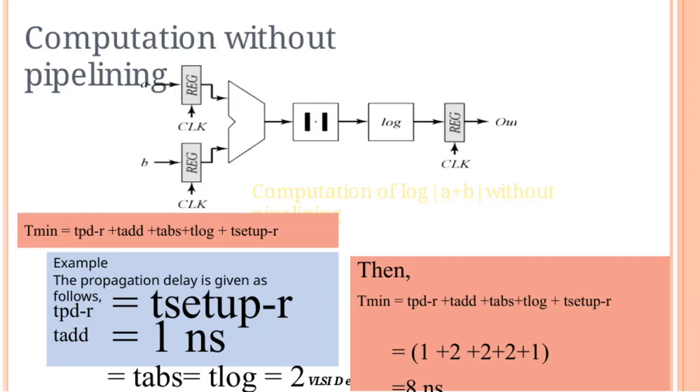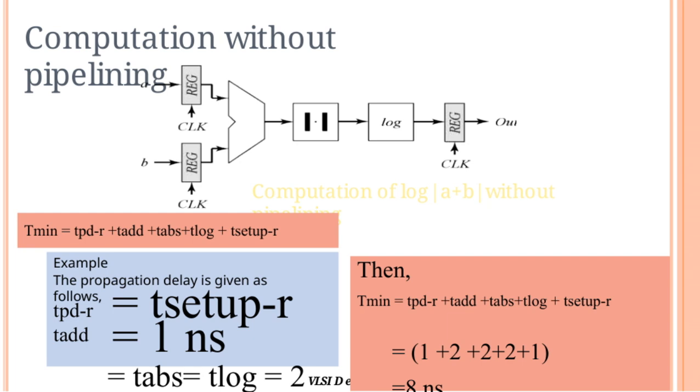Here, we're looking at the computation time without pipelining in VLSI design. The key formula for the minimum computation time, TMIN, is the sum of several delays: the register propagation delay, adder delay, absolute value delay, logarithm delay, and the register setup time. Specifically, TMIN equals TPDR plus TAD plus TABS plus TLOG plus setupr.